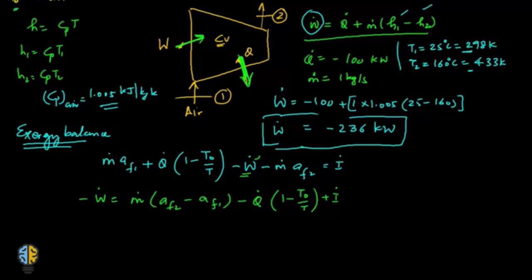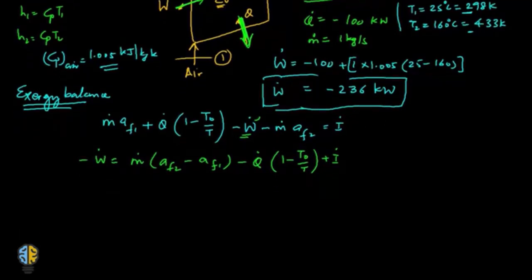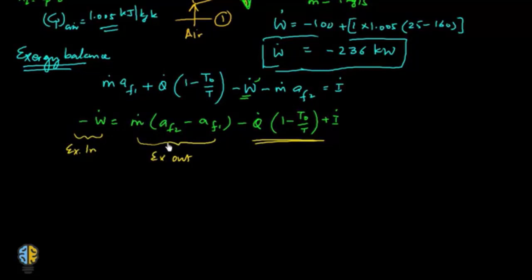Now because it's a compressor, if you look at this, this is the exergy which is going in, and this is the exergy that is coming out, and this is the destruction of the available energy. So the second law efficiency would become equal to m dot into (AF2 minus AF1) divided by minus W, or just W, because it has to be a numerical value. So this becomes W dot.